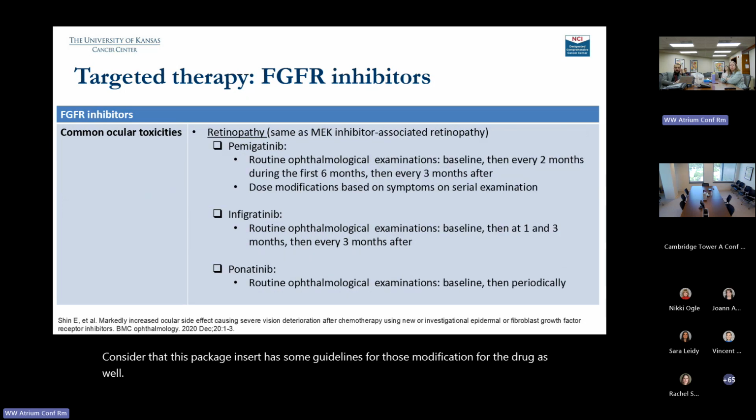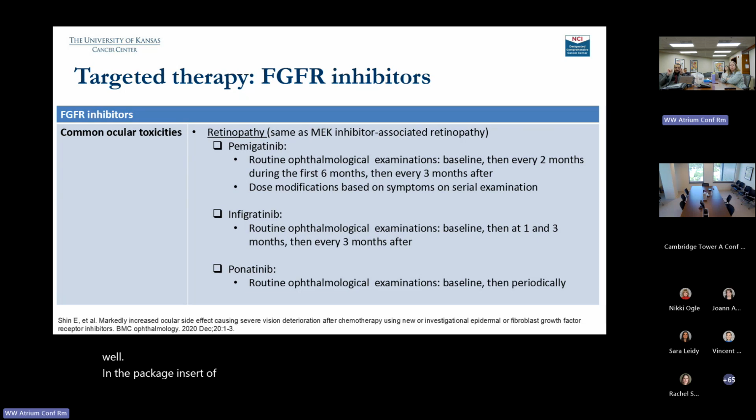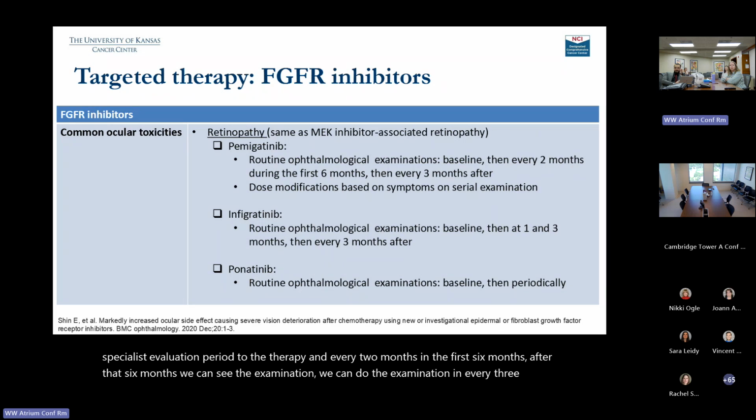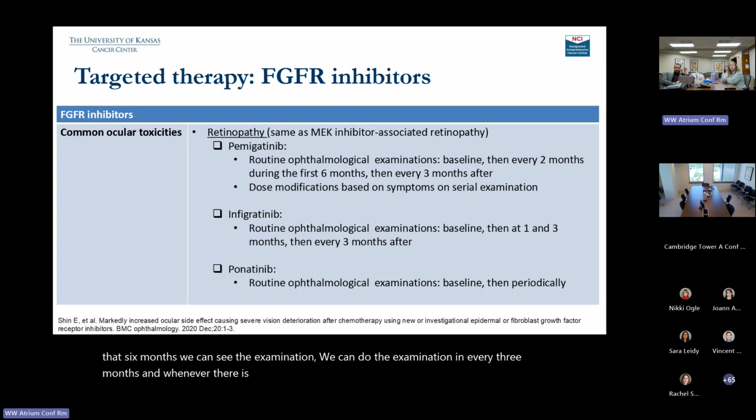In the package insert of pemigatinib, we can see that there is a recommendation for a specialist evaluation prior to the therapy and every 2 months in the first 6 months. After those 6 months, we can do the examination every 3 months, and whenever there is a new problem. And this package insert also provides dose modification guidelines as well.